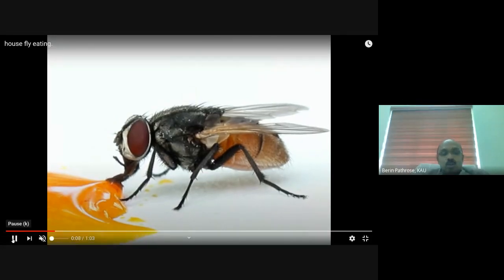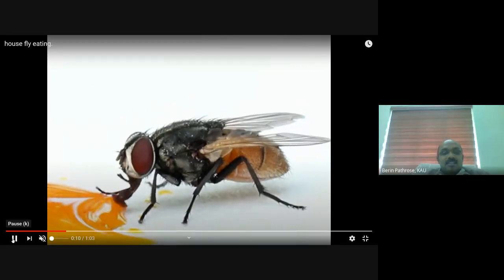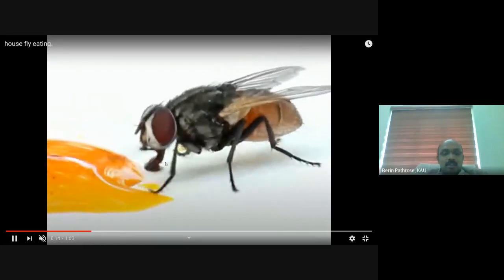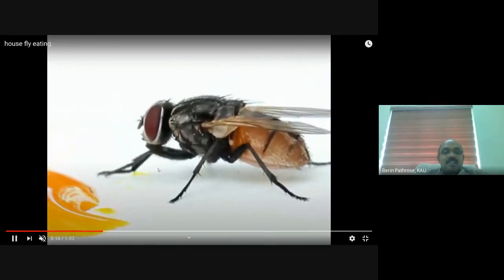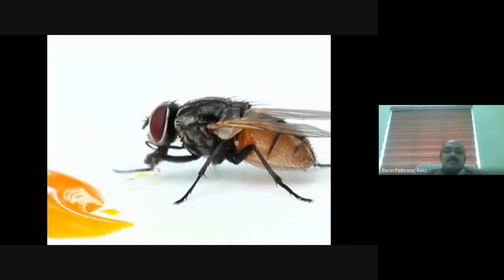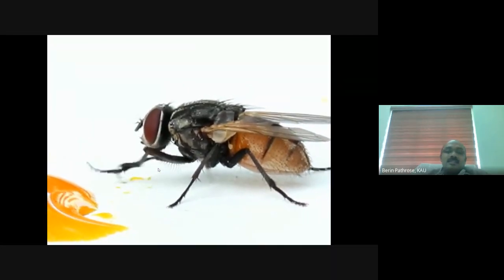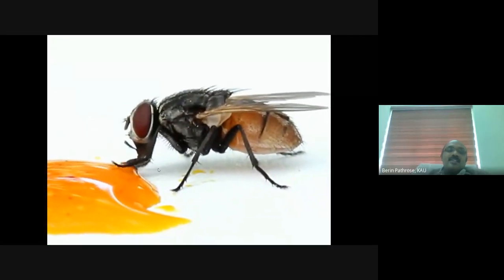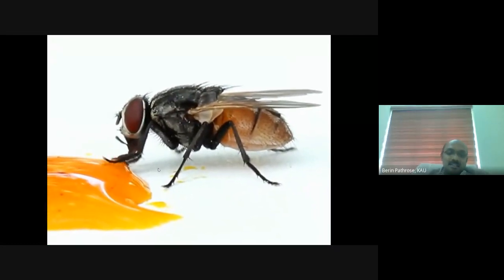See how the housefly feeds. Using the labella, the food channel will be formed, and the labella sucks the sap. See, it sponges it. Now it is cleaning the proboscis. See, it is again sponging. It is again sucking.